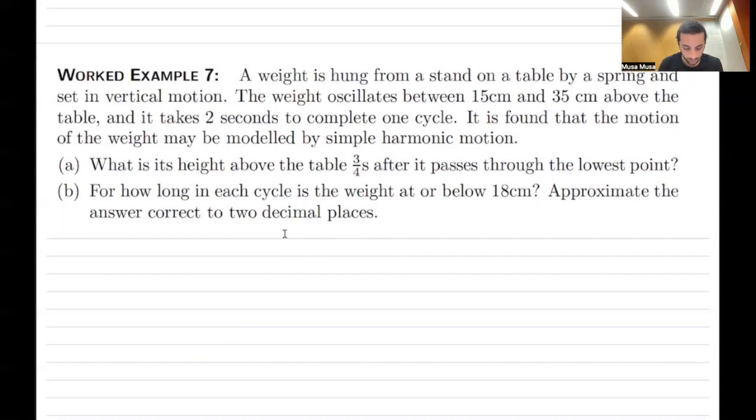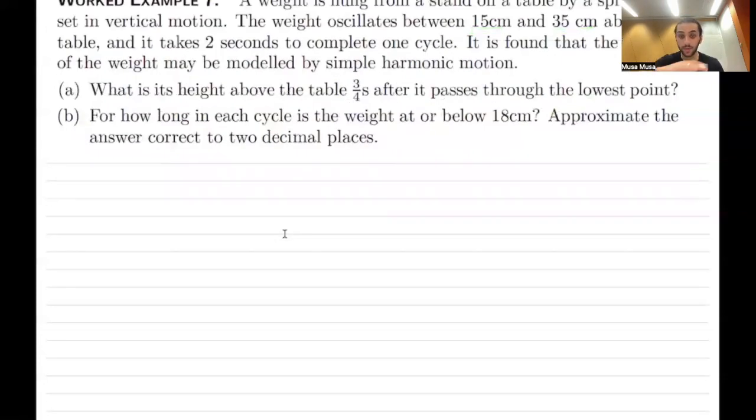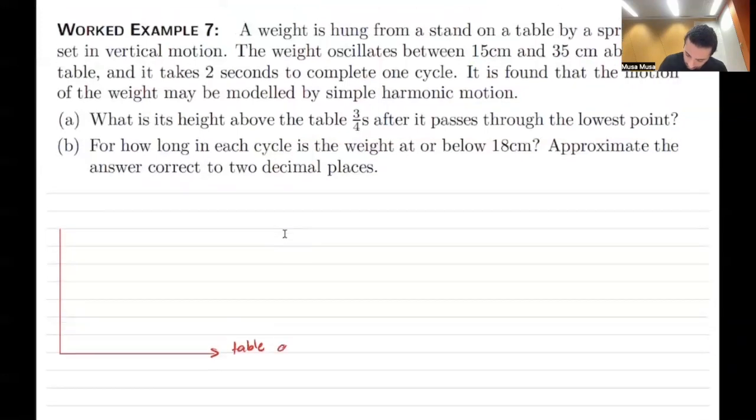Bruh. Okay, so it seems like we've got to come up with some formula for this, yeah? Okay. So let's consider. It says it's hung on a table, oscillates between 15 centimeters and 35 centimeters above the table. So I guess if you want to set the table to be equal to 0, to be x equals 0, let's think about what's happening. Call this the table at x equals 0. Obviously that's time and this is x.